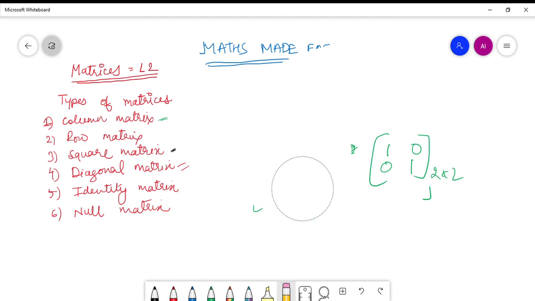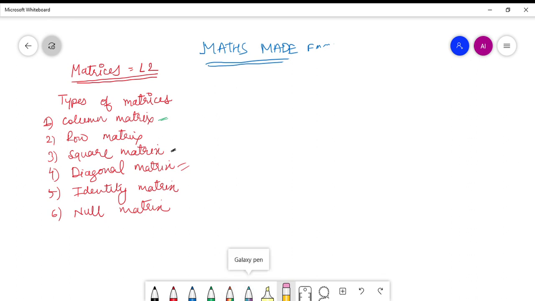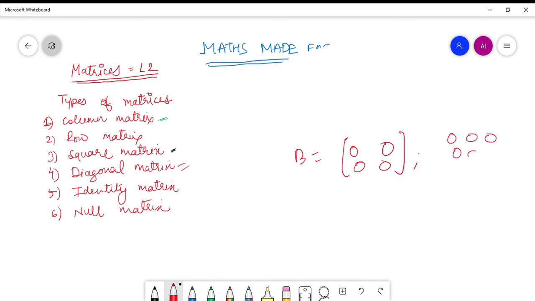The last type of matrix is a null matrix. Null matrix is nothing but where all elements are 0. So we have B as 0, 0, 0, 0, a 2 cross 2 matrix, and 0, 0, 0, 0, 0, 0, 0, 0, 0, a 3 cross 3 null matrix. So all these are the types of matrices we have.